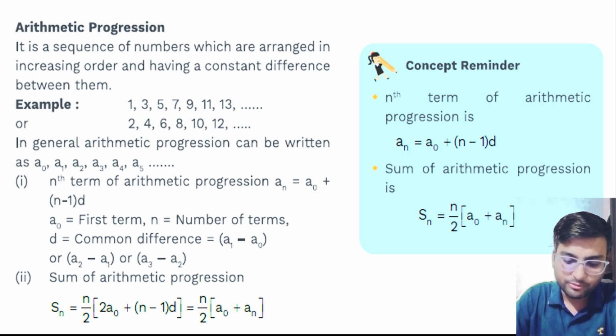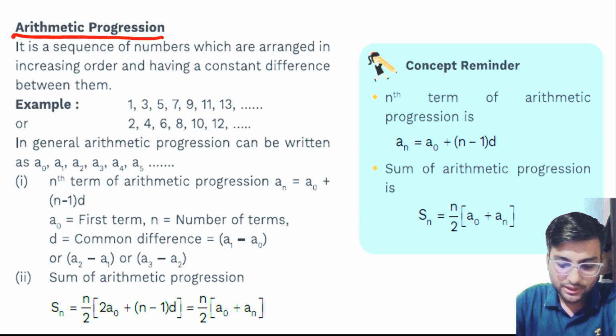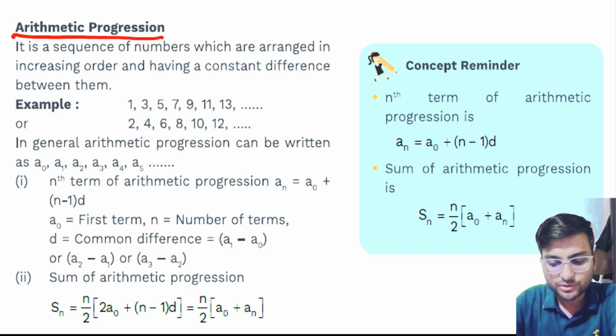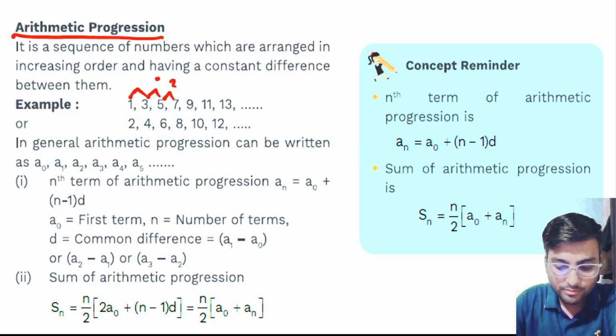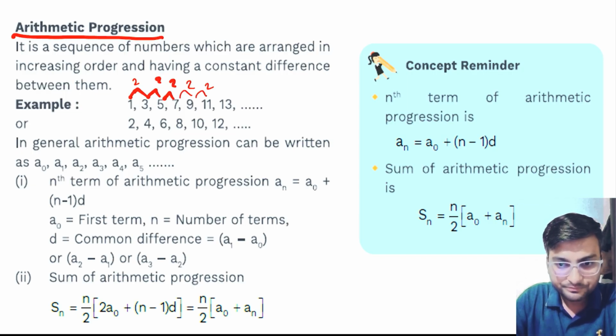Arithmetic progression, as students already know, they learned in class 10th also. A sequence means numbers in order: 1, 3, 5, 7. See here, the common difference is the same everywhere. The common difference is 2 everywhere. So we can say that these are in an AP series. All are in an AP series.